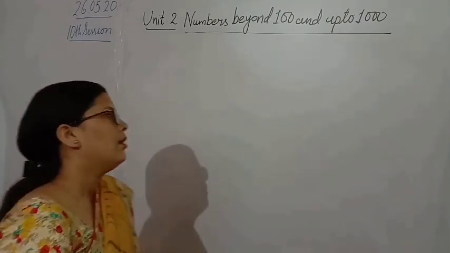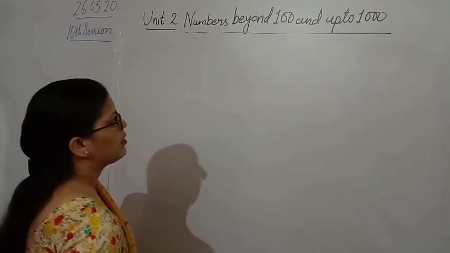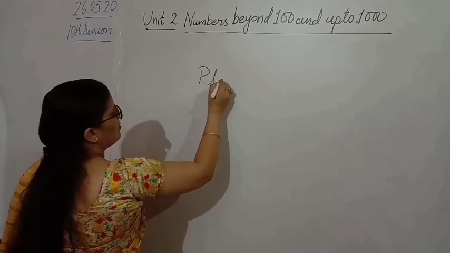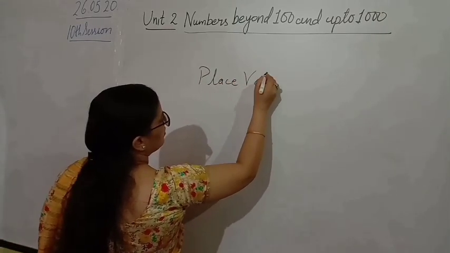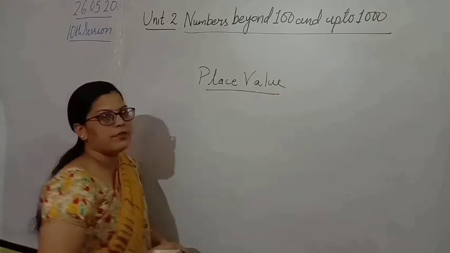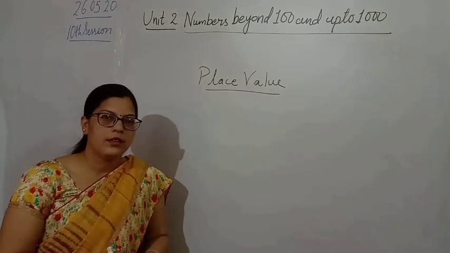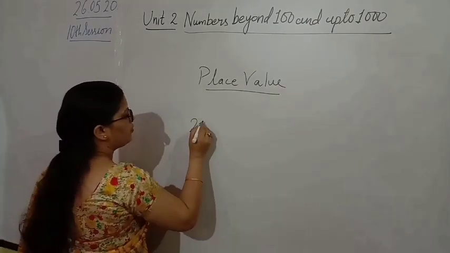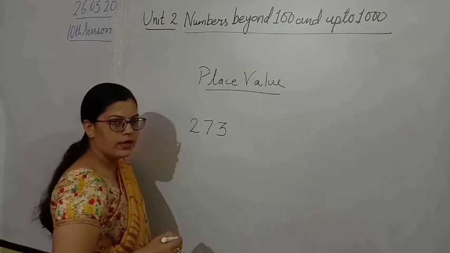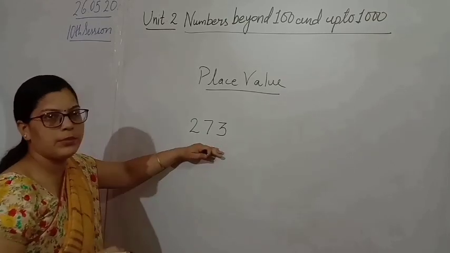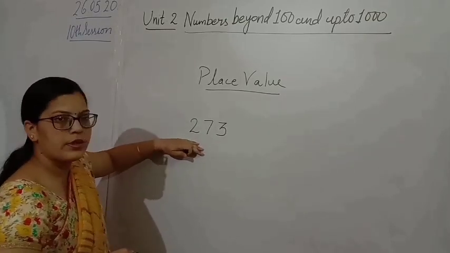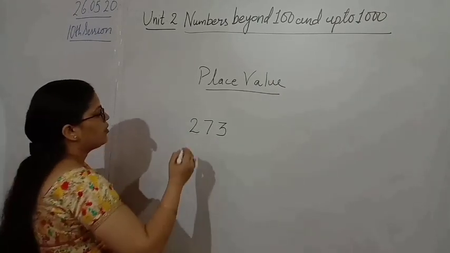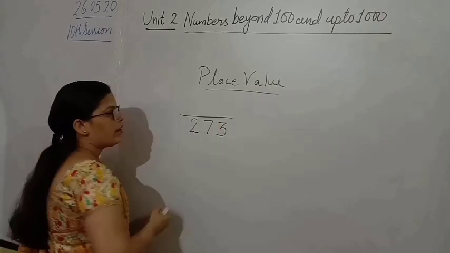Okay, so yesterday I was explaining place value. What is place value? Place value is the value of the digit according to the place in a number. Now what is this? What I have written? A number. Now we know how to read 3-digit numbers. It is 273.